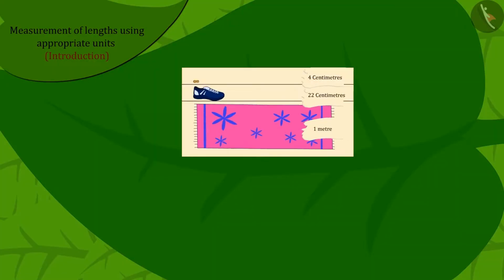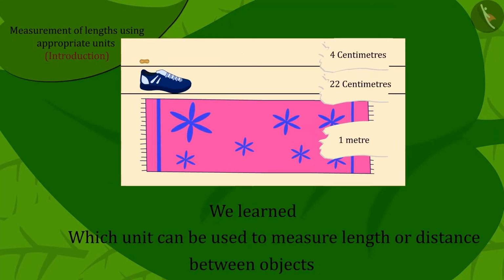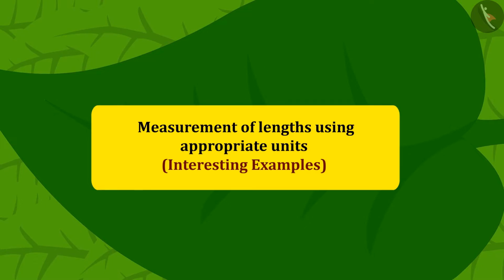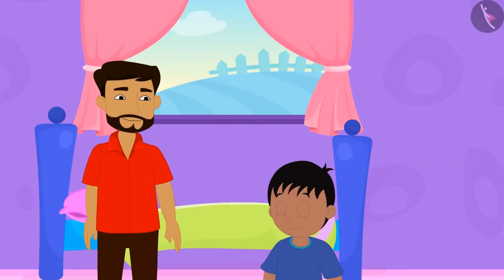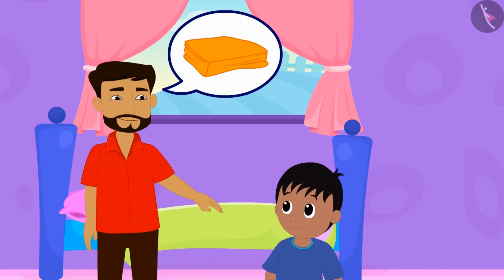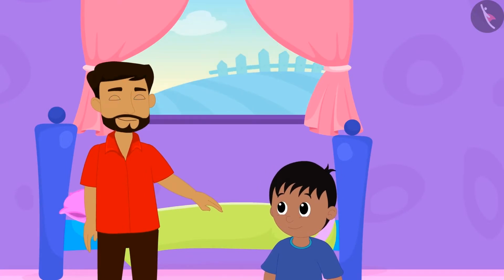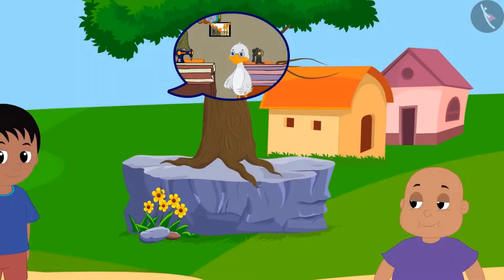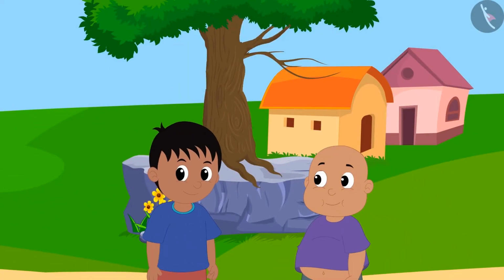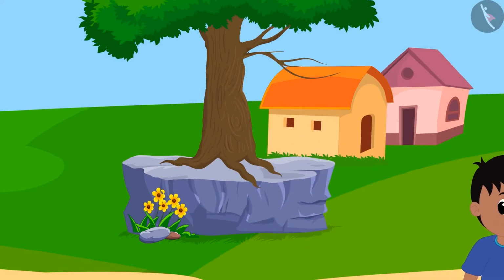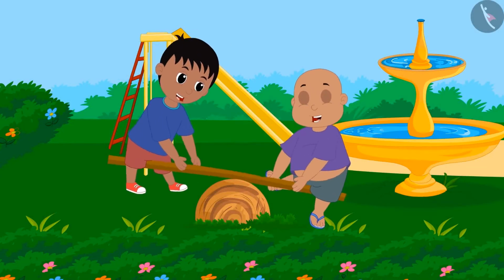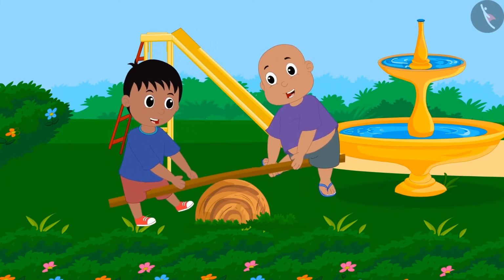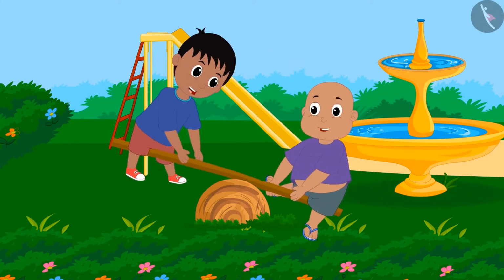Kids, in the previous video, we learned to use the appropriate unit to measure the length or distance between objects. In this video, we will learn more about it with some interesting examples. Raju's father asks him to bring a piece of cloth for his shirt from the duck uncle's shop. On the way, Raju met Bablu and they went to the park to play. Raju totally forgot about bringing the cloth for his father's shirt.